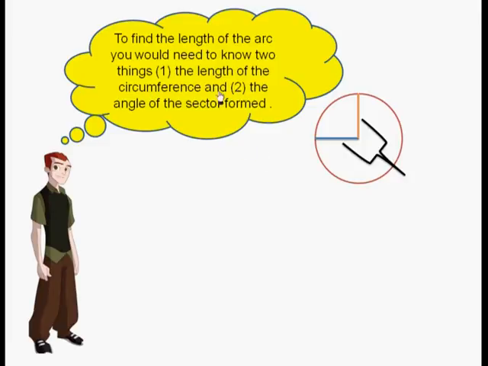To find the length of the arc, you would need to know two things. One, the length of the circumference, and two, the angle of the sector formed. So note, you need to find the length of the circumference and the angle formed.